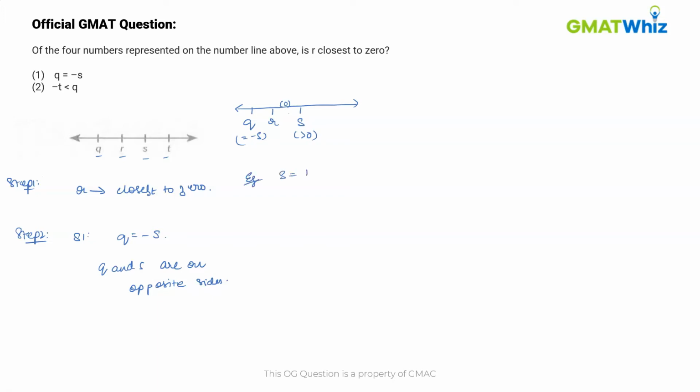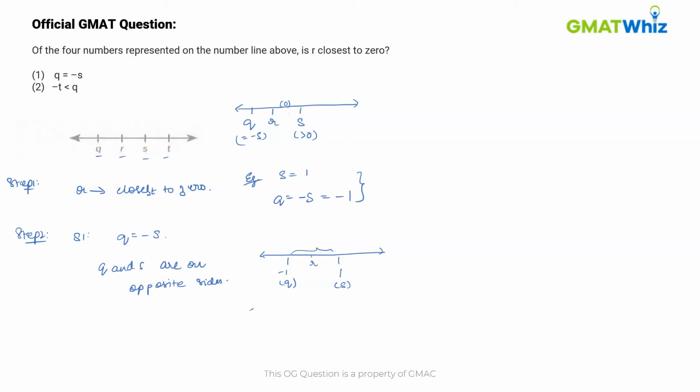Let S equal 1. Then since Q is equal to negative of S, the value of Q will be equal to minus 1. After looking at these values, it should be clear that S and Q, or 1 and minus 1, lie on the opposite sides of 0. So if this is minus 1, which is Q, and this is 1, which is S, 0 should lie somewhere here in between, in the middle of it. So R should be near to them, near to 0.